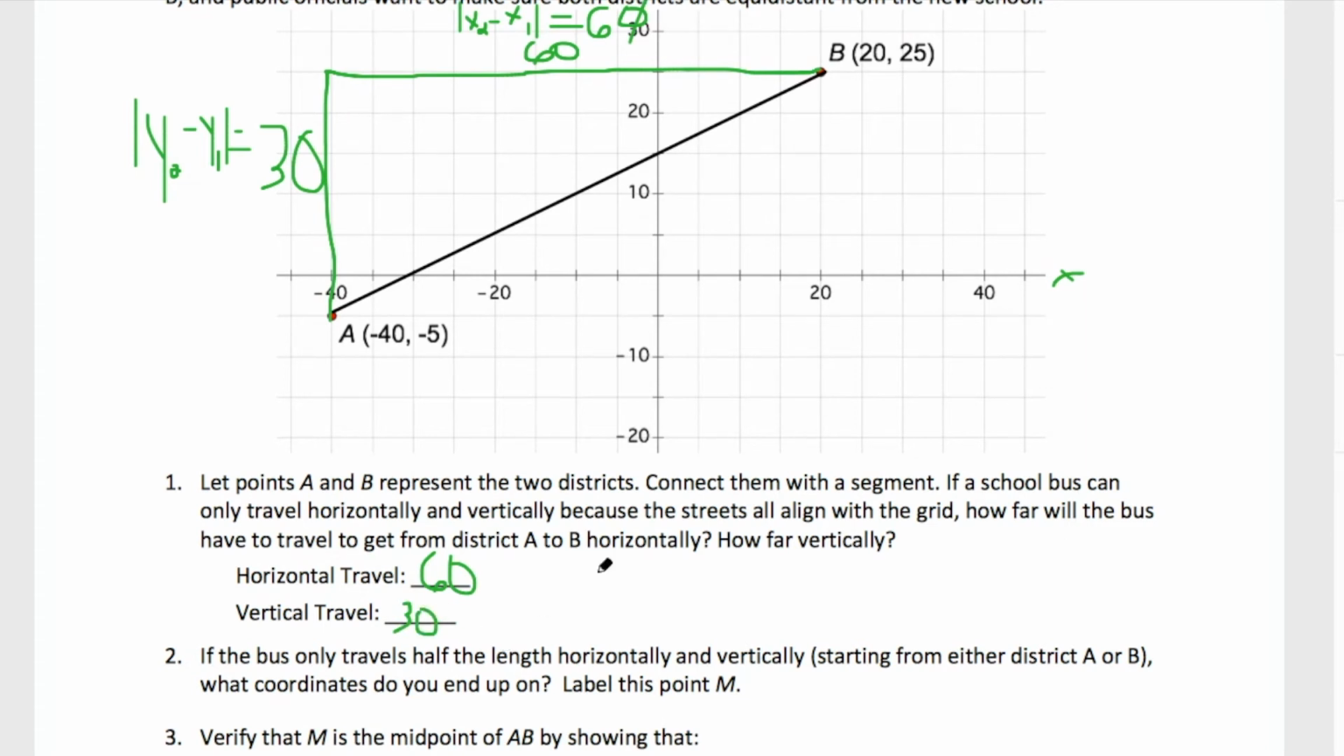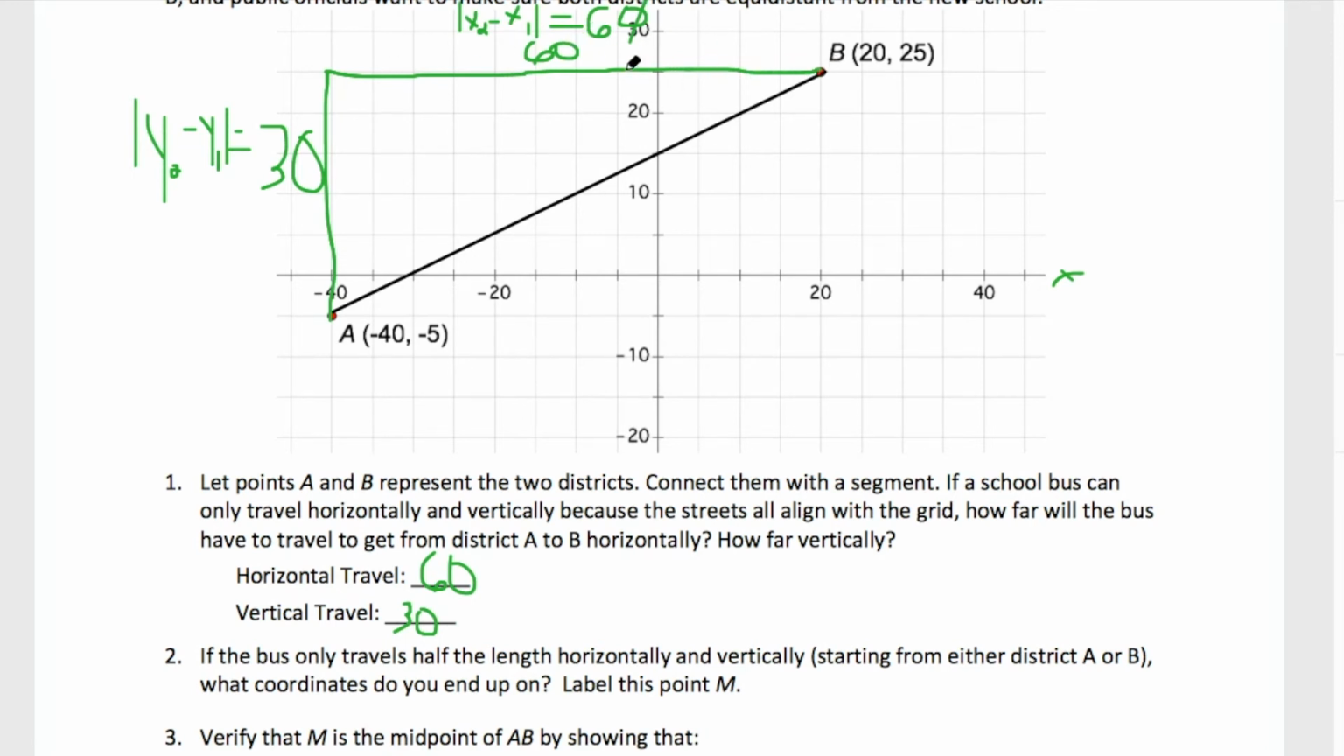If the bus only travels half the length horizontally and vertically, starting from either district A or B, what coordinates do you end up on? Label this as point M. Oh, interesting. Okay, so it's having you take this alternate approach to figure out what the midpoint is, maybe proving it here. Okay, so we only want to go half as far, so we got to figure out what's half of 60. Oh, that's 30.